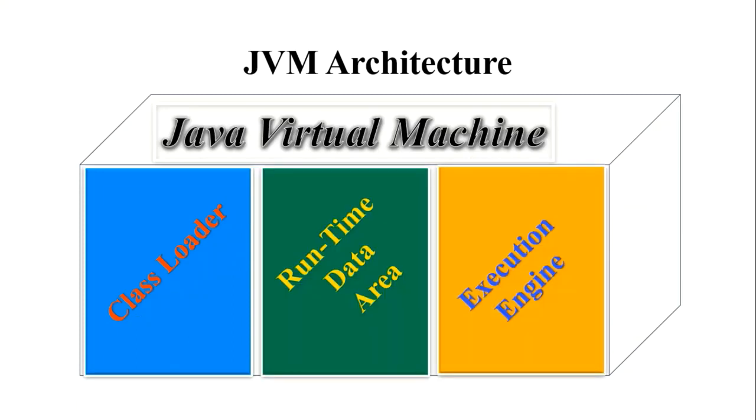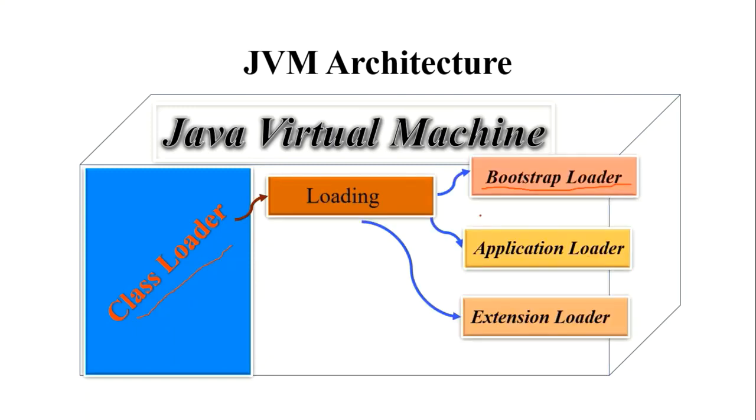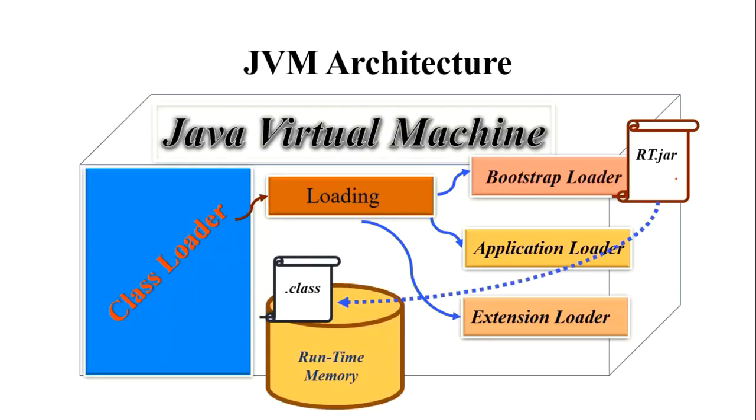Remember one thing, class loader has three phases and the loading phase contains three parts: Bootstrap loader, application loader, and extension loader. The Bootstrap class loader is the one responsible for loading the .class file from rt.jar. From this rt.jar, the .class file is fetched and saved into the memory. And this process is done by Bootstrap Loader.